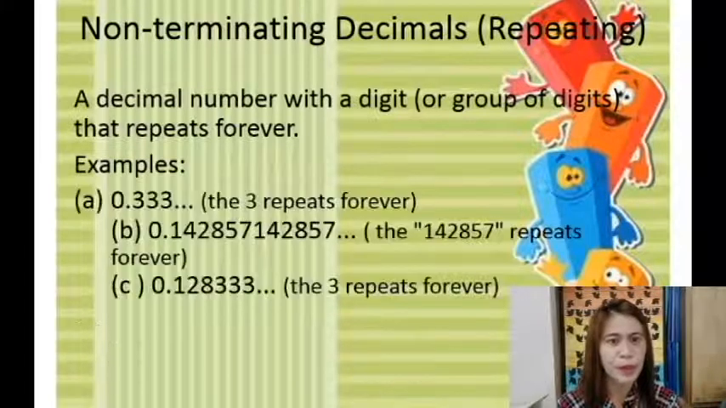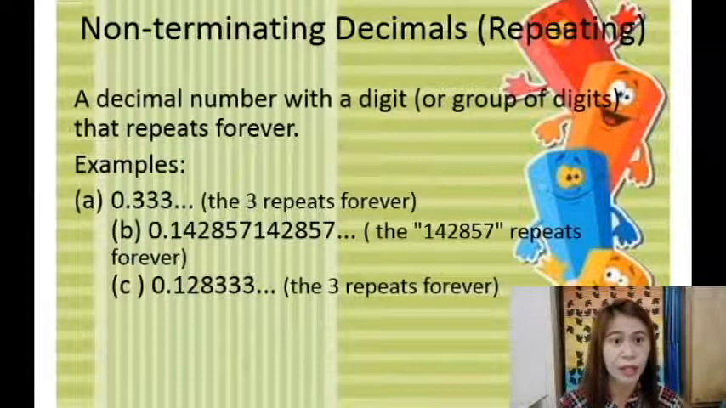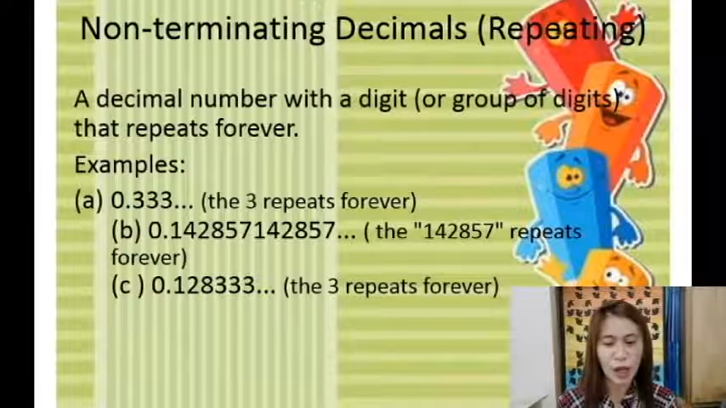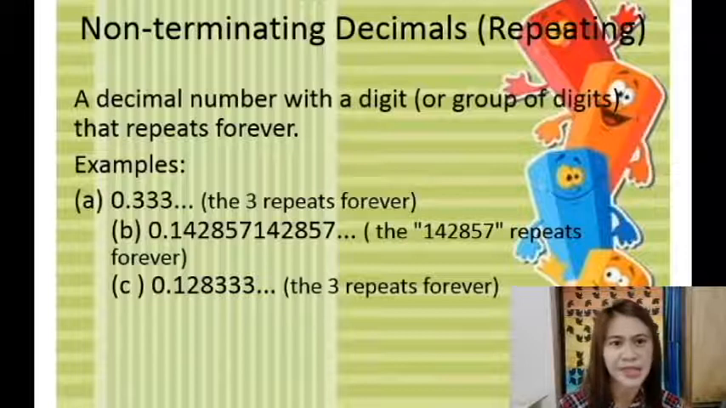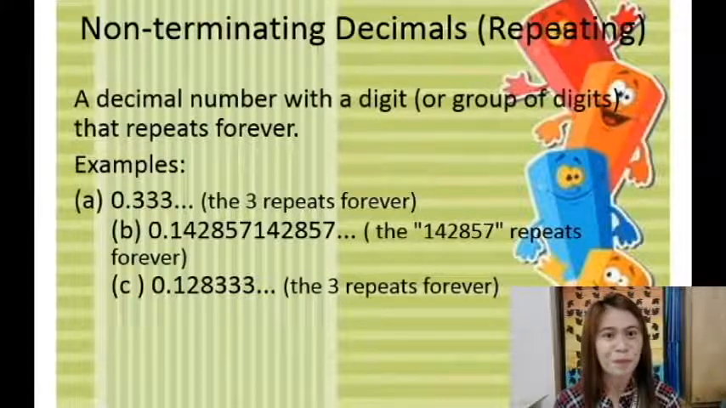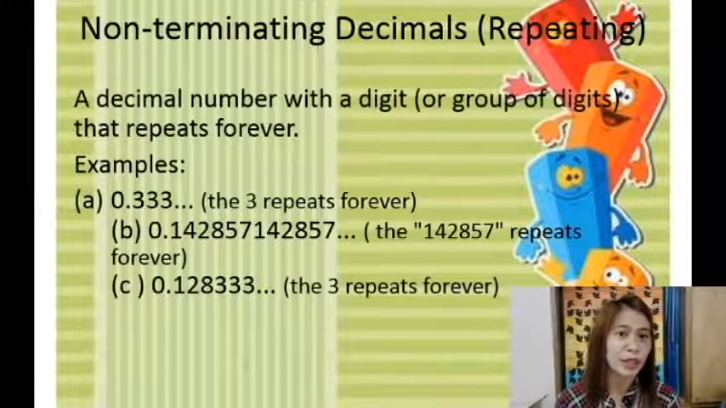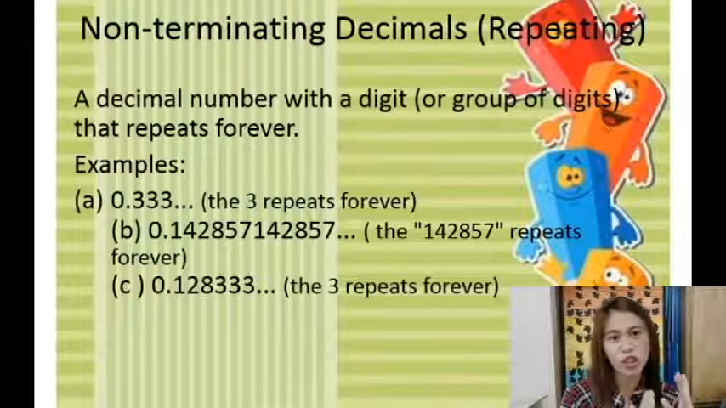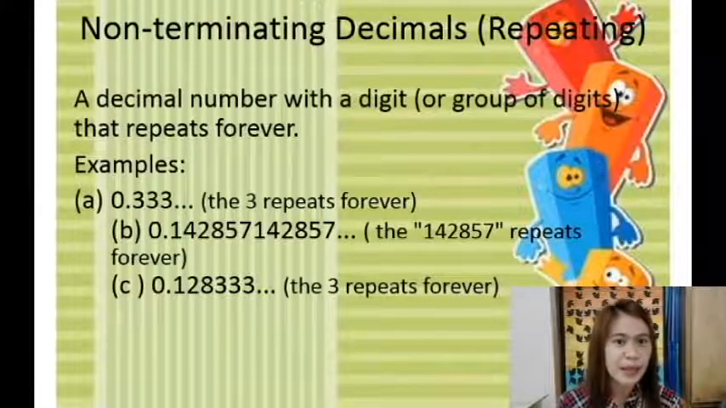For example, 0.333 and so on. The 3 there repeats forever. So take note of the three dots; that is what we call an ellipsis. It denotes that there are numbers beyond the given, or beyond the written numbers. So the numbers continue, but at this point it is the 3 that keeps repeating.